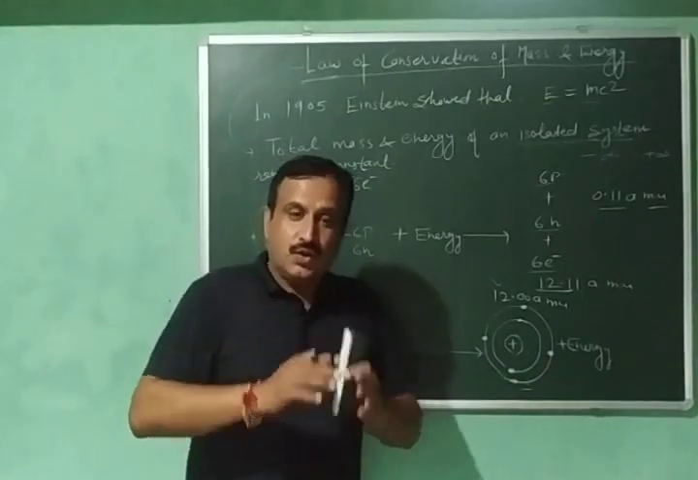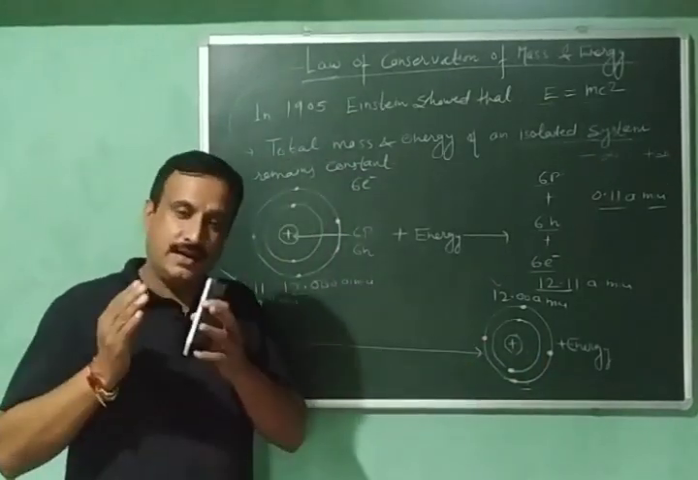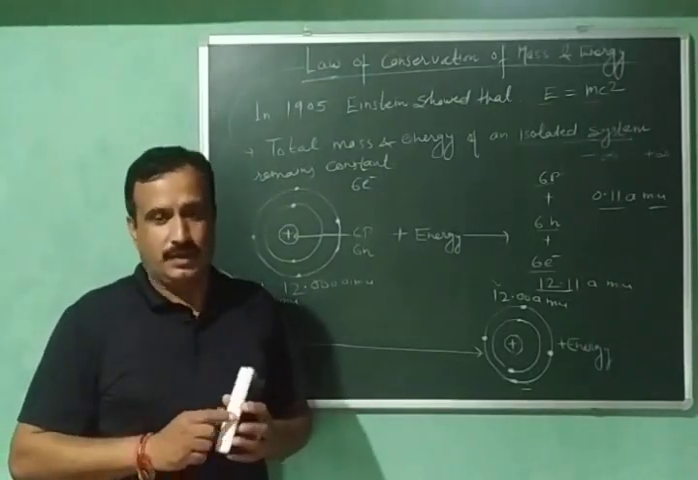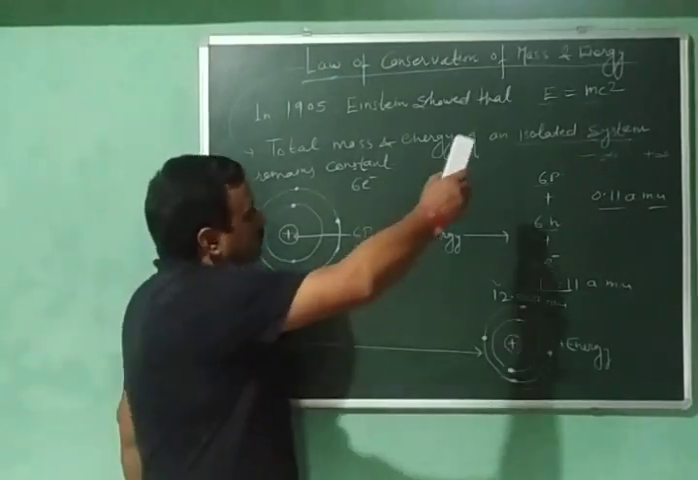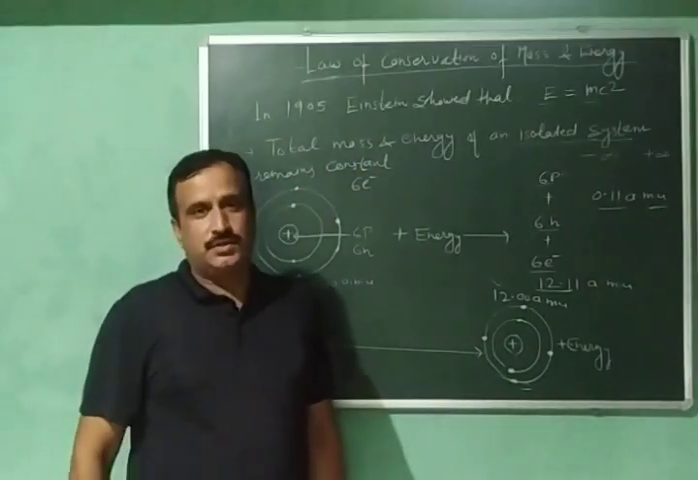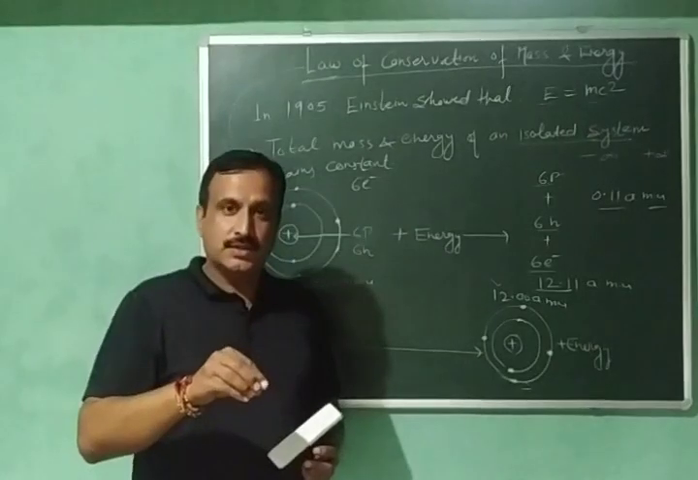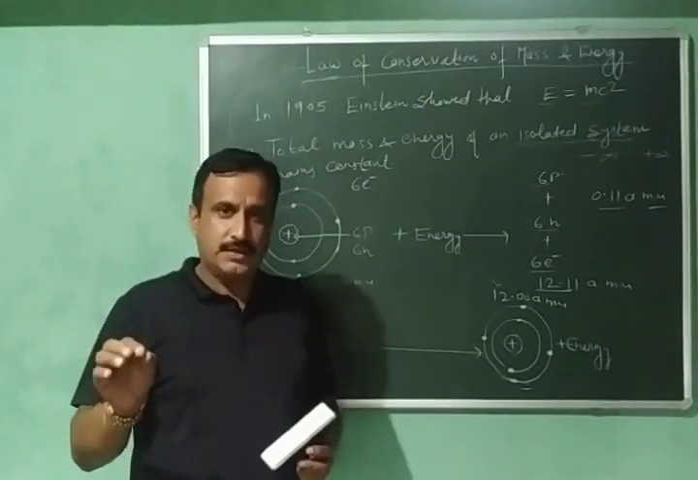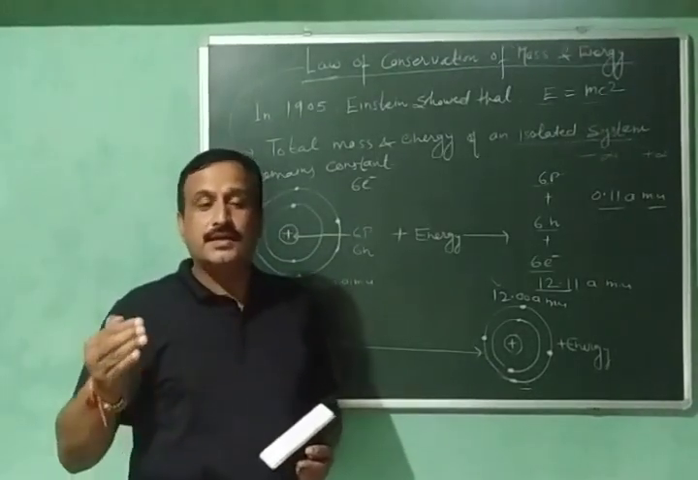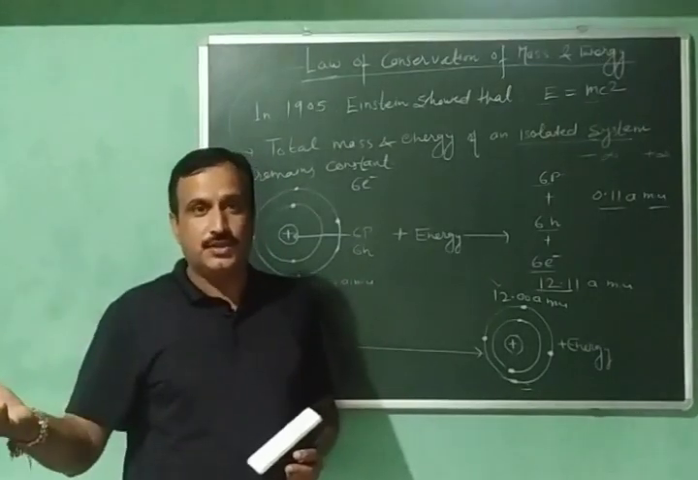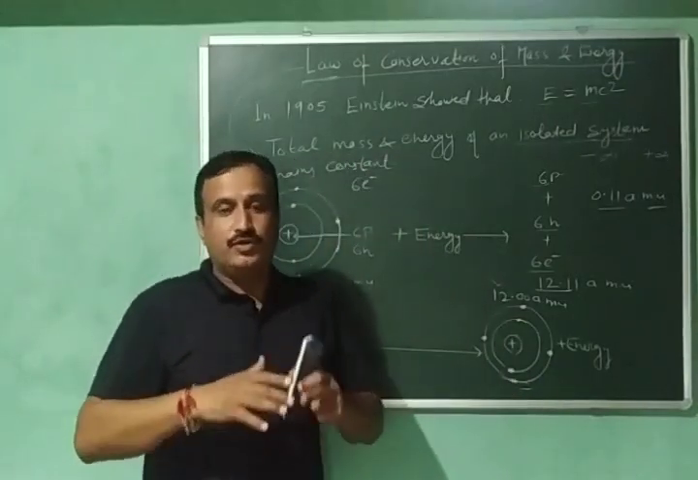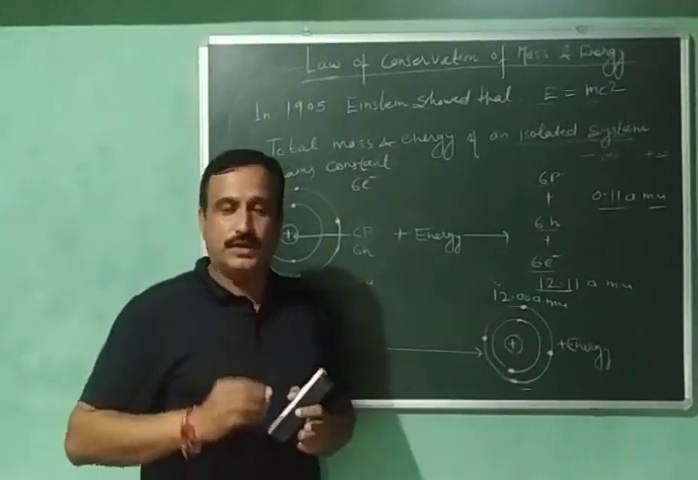Understood? So in this process, mass and energy, or the total mass and energy, remains constant. Now this equation E = mc² is very important in nuclear reactions, because in nuclear reactions the mass of the product is less than the mass of the reactants, and that loss in mass is converted into a huge amount of energy, because this mass is multiplied by c². C is the velocity of light, and we get a large amount of energy during nuclear reactions.